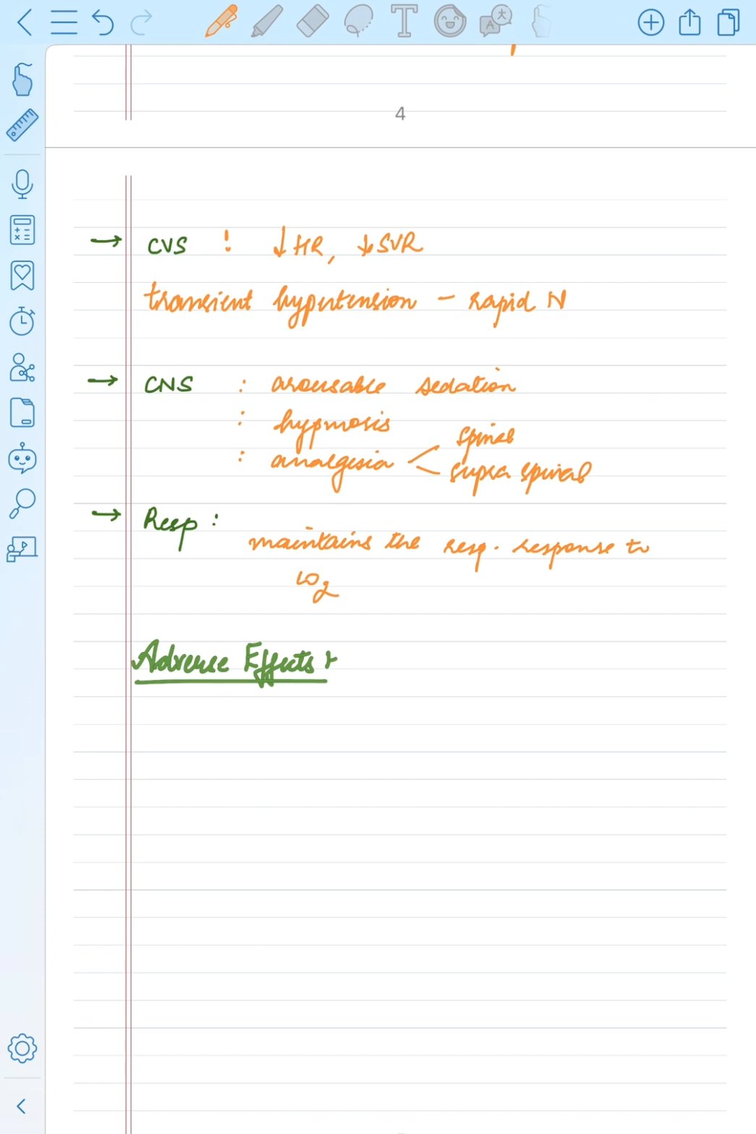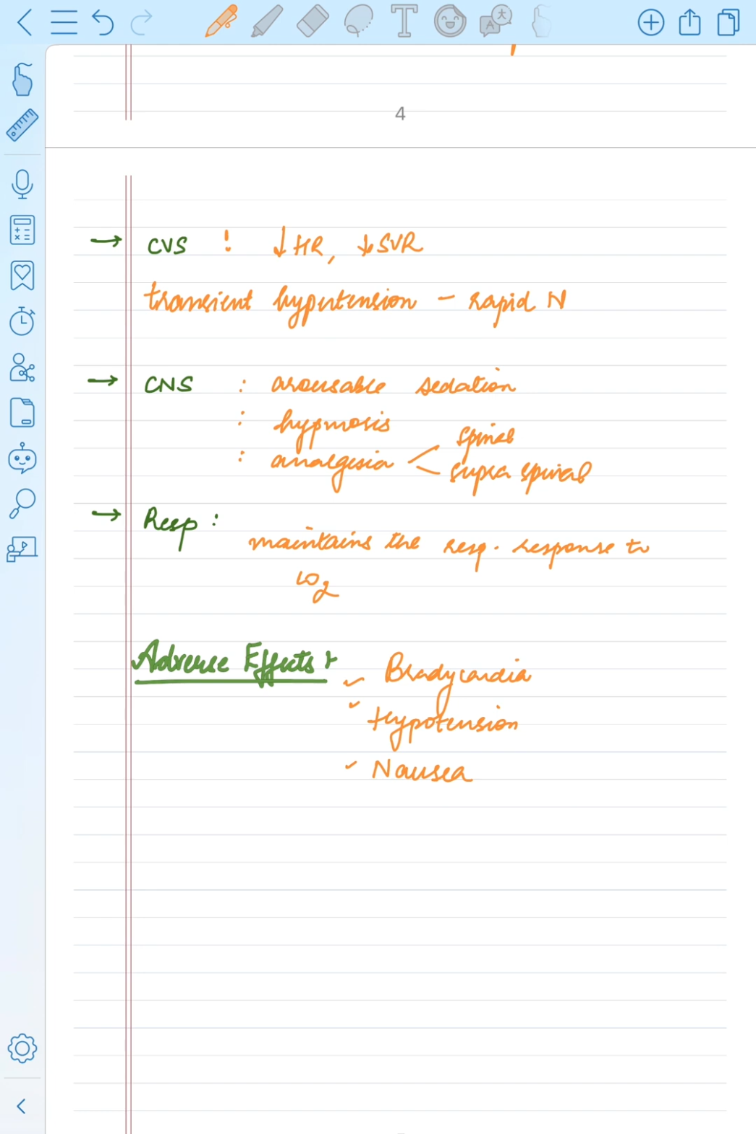Coming to the adverse effects, it can cause bradycardia, hypertension, nausea, and discontinuation can also lead to tachycardia, nervousness, and headaches.